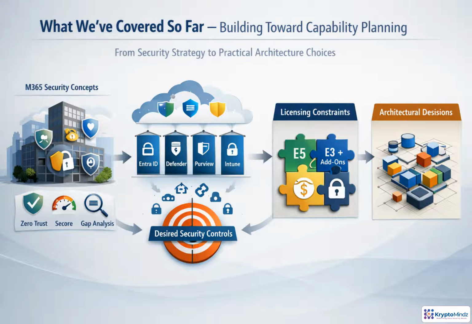We've moved from security concepts into practical planning. You've seen the Microsoft 365 security landscape, the zero trust principles behind good design, and how baselines, secure score, and gap assessments help expose priorities. Now we'll connect those desired controls to real licensing options, so architecture decisions are achievable, not just ideal.